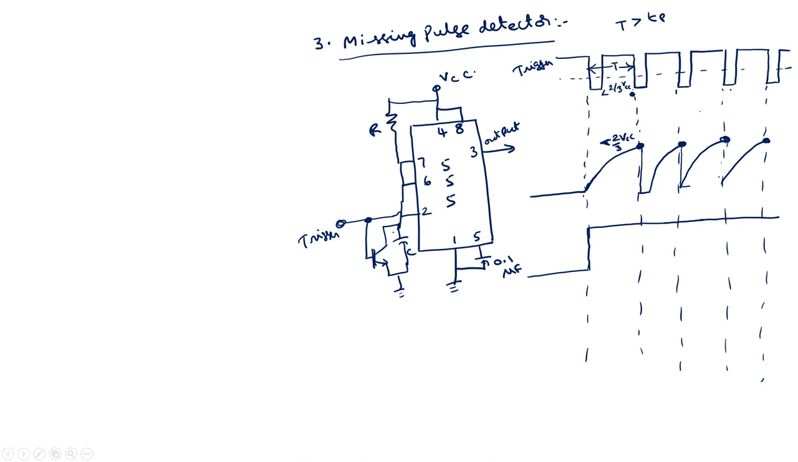Now what I am going to do is, if I miss this pulse, if I make this high only, then what happens? Here the capacitor has not got enough time to reach up to 2/3 VCC, because this duration T is greater than this TP. Now, because this pulse has been missed, the capacitor has time to charge up to 2/3 VCC.